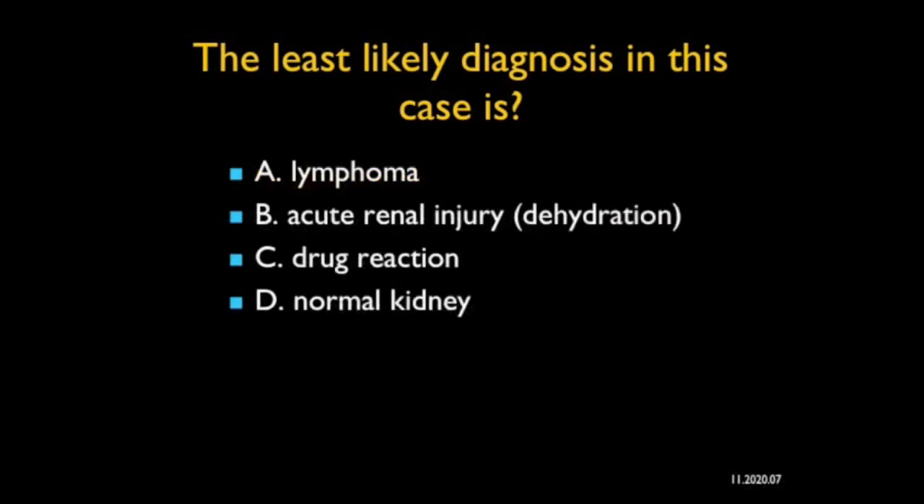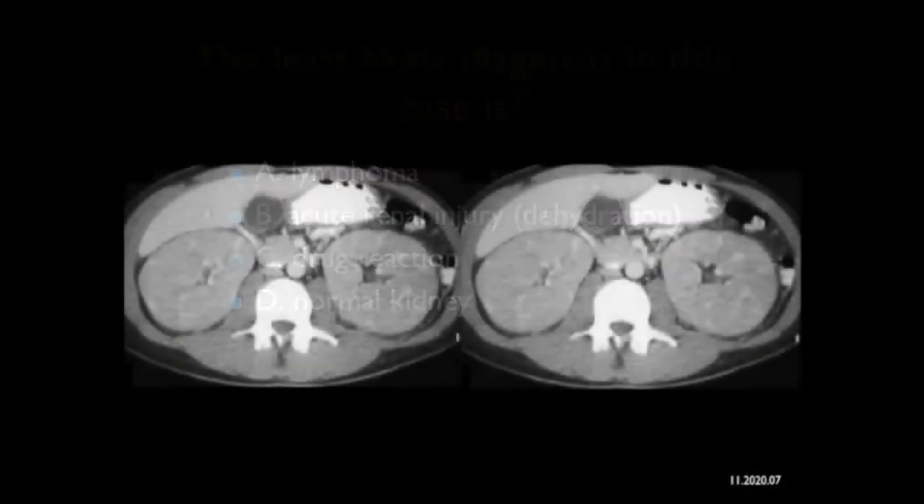The least likely diagnosis in this case, well, I see two very large kidneys with lack of corticomedullary differentiation. The kidneys both function, but I think when I look at them and describe them, they're infiltrated. So a lymphoma is a great choice, and this was actually lymphoma, by the way.